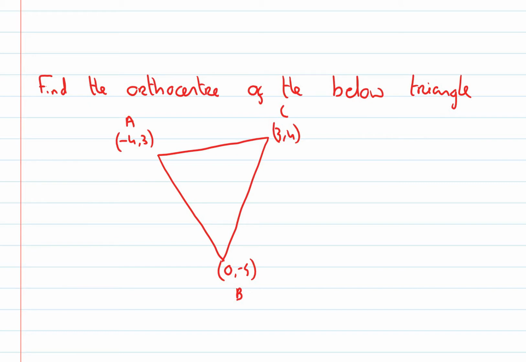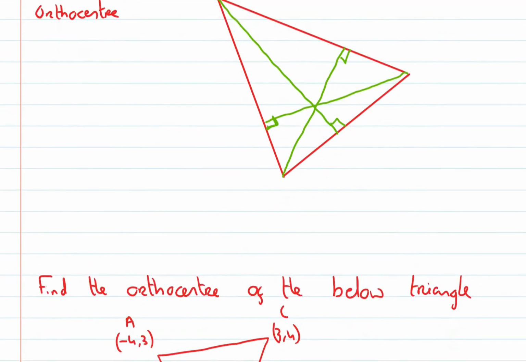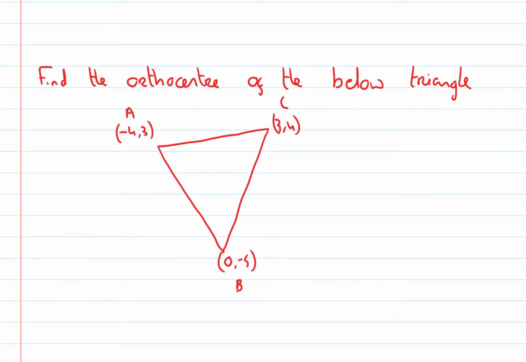Right. So find the orthocenter of the below triangle. So we have a triangle: (-4, 3), that's point A; (0, -5), that's point B; and (3, 4), that's point C. The orthocenter, as we found out up here, is if I draw a line from, let's say, one of the vertices perpendicular to its opposite side. And if I do that again, it's where the two cross. Okay, but it's no good me just sketching that. That's not precise enough. I need to do it algebraically.